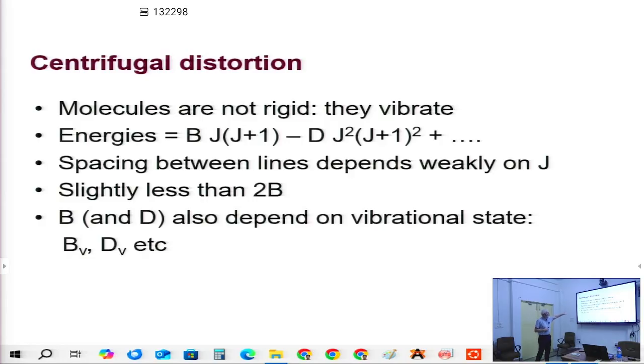So the spacing between the lines depends weakly on J, because D is normally rather small. So it's slightly less than 2B. And then both B and D depend on the vibrational state, because they're expectation values, not fixed distances. If it's not a rigid rotor, they're the expectations of the vibrations.